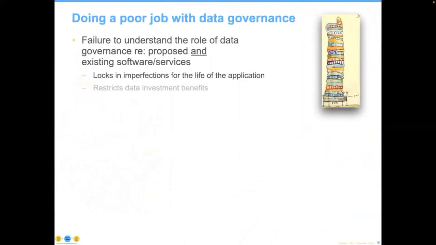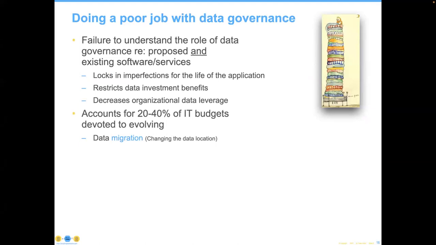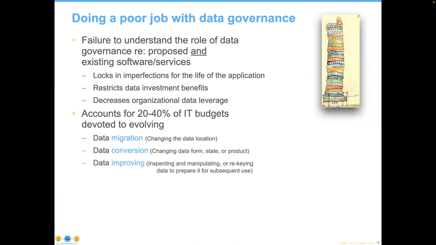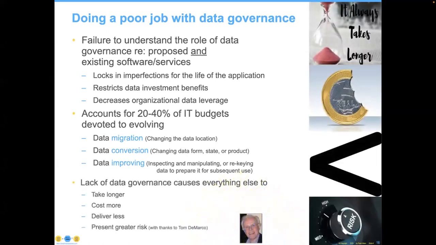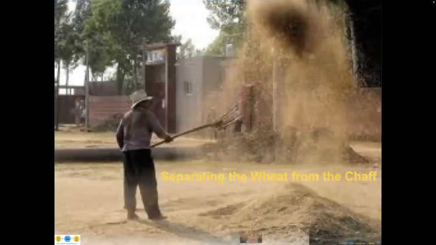And similarly, a data flaw will be in there, locking in the imperfections for the life of the application, restricting future data benefits, and decreasing the ability of the organization to leverage around this. It accounts for 20 to 40% of IT budgets spent migrating, converting, and improving data. And simply the lack of data governance causes everything else to take longer, cost more, deliver less, and present greater risks. Thank you, Tom DeMarco, for those wonderful words.